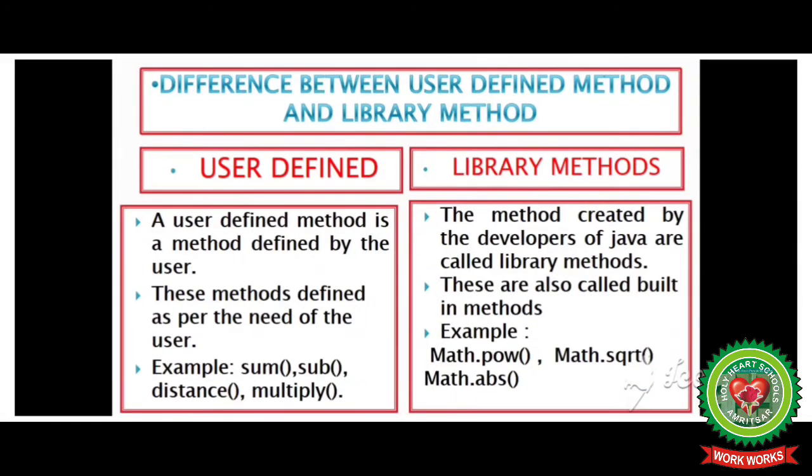Next we are going to discuss the difference between user defined methods and library methods. See the first point: a user defined method is a method defined by the user, and in library methods, the methods created by the developers of Java are called library methods. User defined methods are defined as per the need of the user, or the requirement of the program. Library methods are also called built-in methods, or predefined methods. Examples of user defined methods are sum, sub, distance, multiply, or we can create any method.